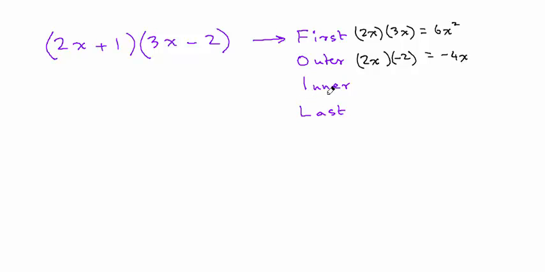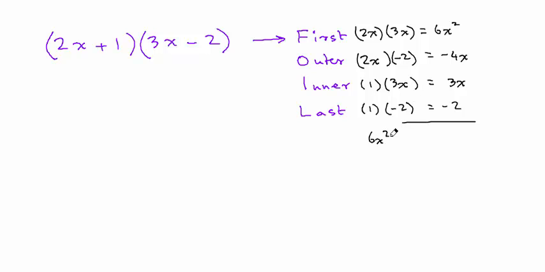Then we multiply the inners, which means the inner term of the first expression with the inner term of the second expression. In this case, 1 multiplied with 3x is 3x. And finally, the last term of the first with the last term of the second: 1 times negative 2, which is negative 2. Once we are done with the first, outer, inner, last process, time for us to add them up. So the final answer is going to be the simplified form of 6x squared minus 4x plus 3x minus 2.